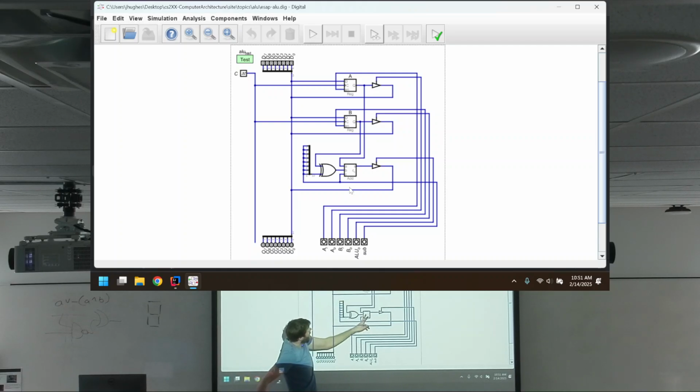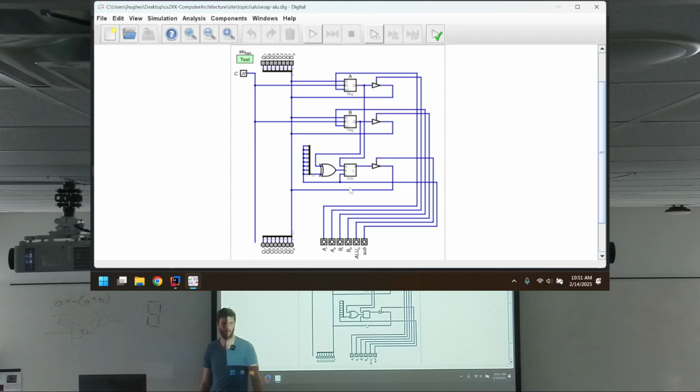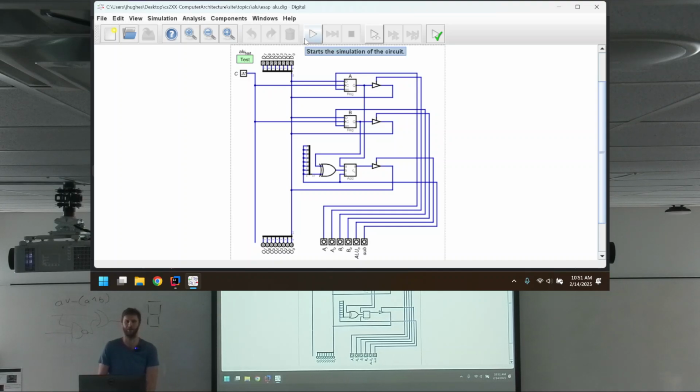Register, register. This is always calculating the sum, but we may or may not want to actually output it to the data line, or to the bus. And we've got our control signals here. So, for fun, what do we want to add together?